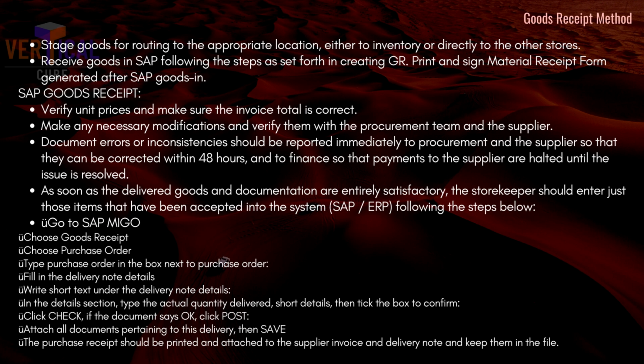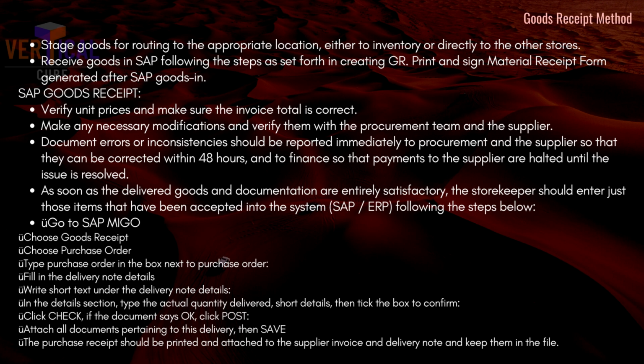1.13.4 As soon as the delivered goods and documentation are entirely satisfactory, the storekeeper should enter just those items that have been accepted into the system, SAP/ERP, following the steps below. Go to SAP MIGO. Choose Goods Receipt. Choose Purchase Order. Type the purchase order number in the box next to Purchase Order.